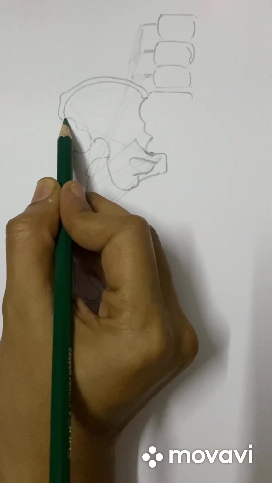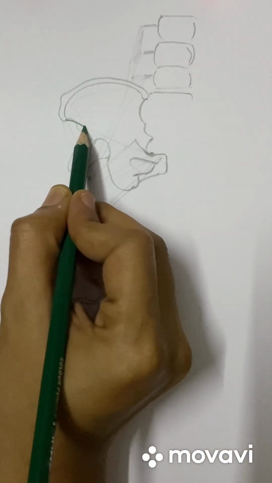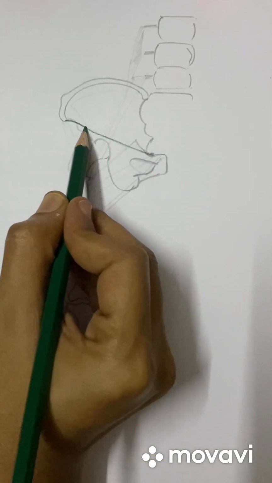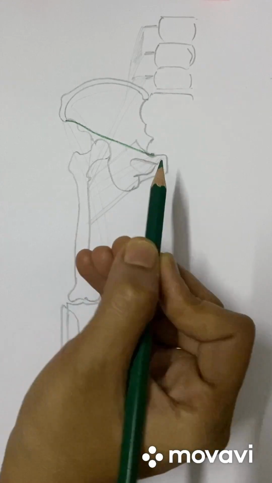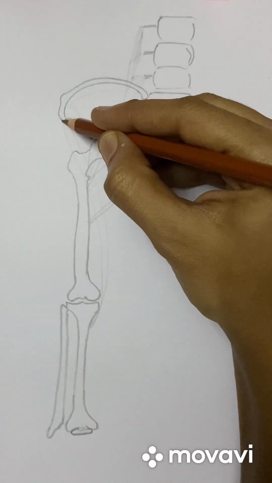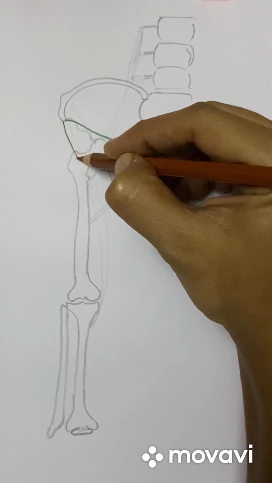Let's see about femoral triangle. So the base of the triangle is formed by inguinal ligament. The inguinal ligament extends between anterior superior iliac spine to pubic tubercle. It is nothing but the thickened aponeurotic part of external oblique abdominis muscle.